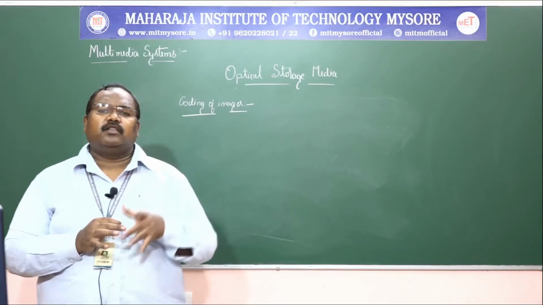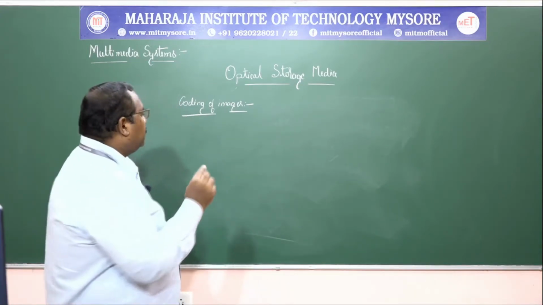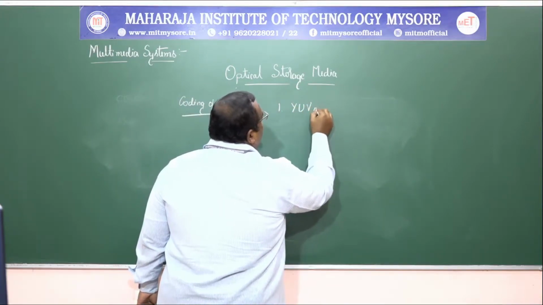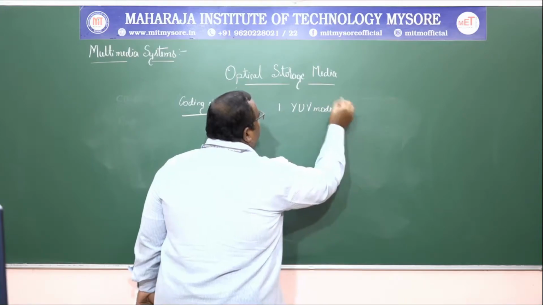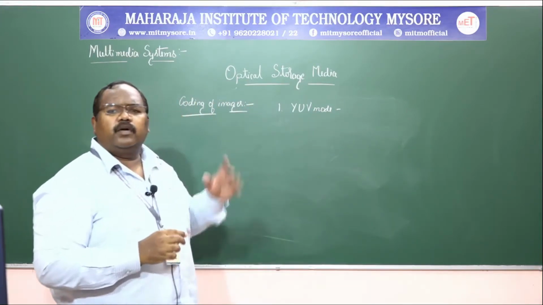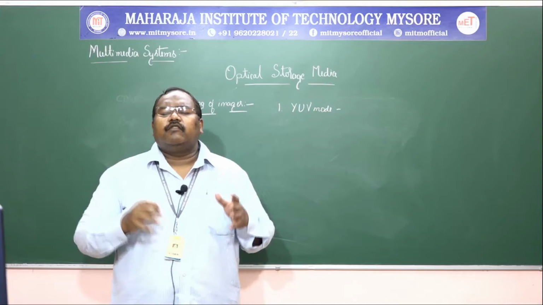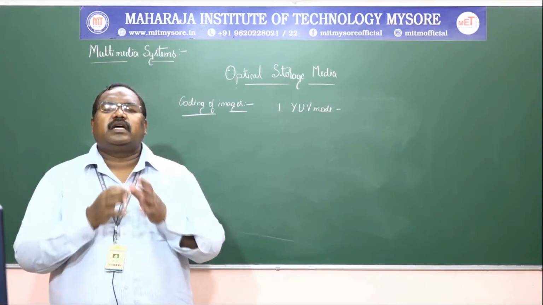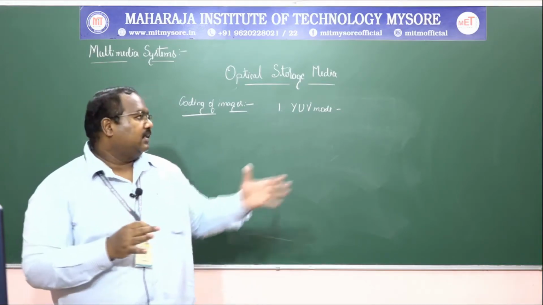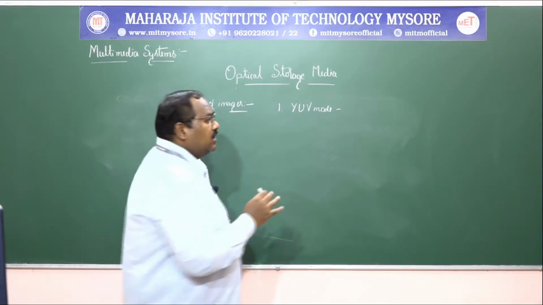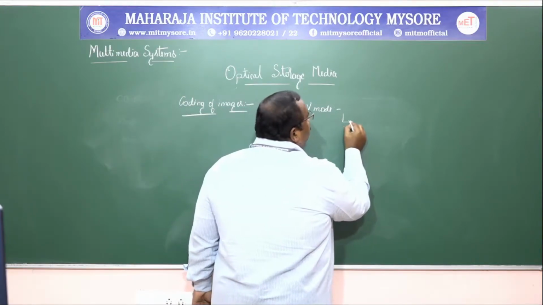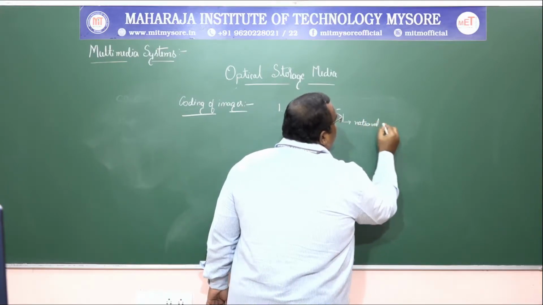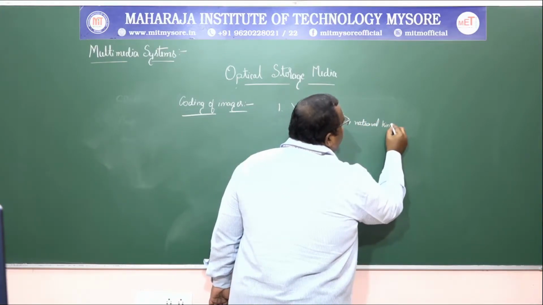The chart explains the following. The first property that we look at here is the YUV mode. What is the importance of YUV mode? If you want to reproduce natural images with many colors, then YUV mode is used. This mode is used to represent natural kinds of images.